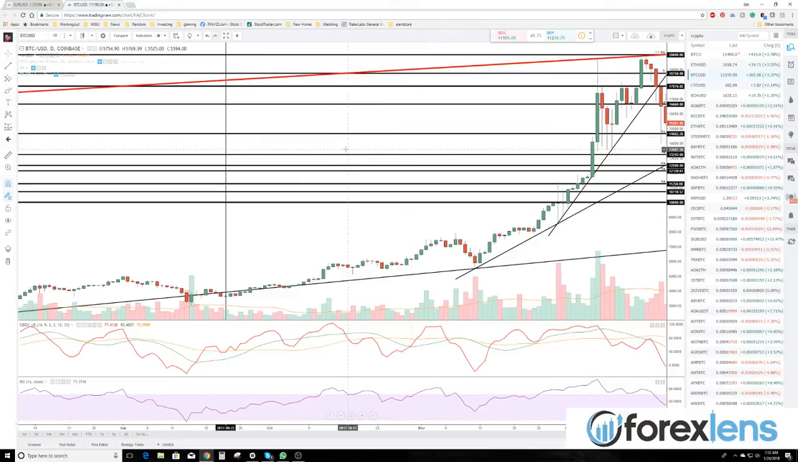we call that a parabolic move, and what that means is it is unsustainable. It means it is going way too far, way too fast, and it will not last. And the corrections from a parabolic move are often as violent and as volatile as the move up was. We can see this all over any market: when we have a parabolic move, we see a parabolic response.